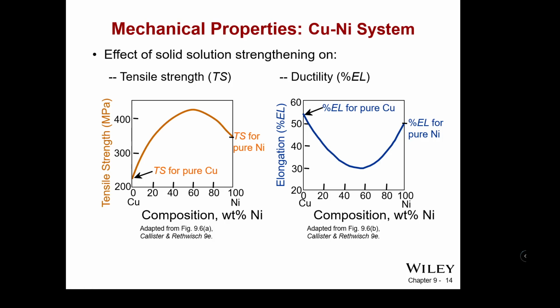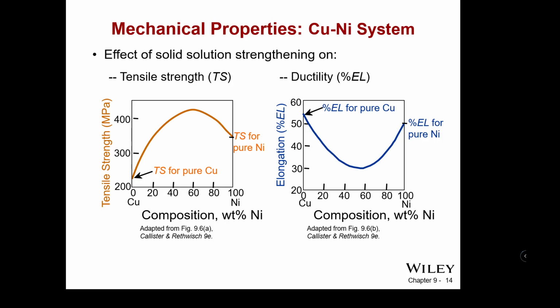It is possible. So solid solution strengthening means you can add or take away the material, and the tensile strength changes as you add. Pure copper is off to the left side here, a little over 200 megapascals. For pure nickel, it's around 340 or so megapascals.